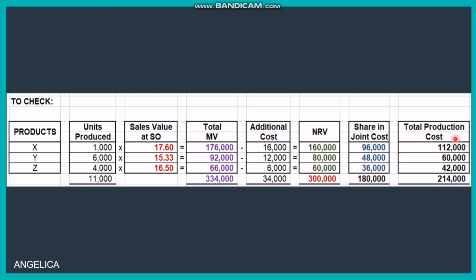Now, to get the total production cost, we must add the additional cost to the share in joint cost. So, for product X, we have 16,000 pesos plus 96,000 pesos equals 112,000 pesos. For product Y, we have 12,000 pesos plus 48,000 pesos equals 60,000 pesos. For product Z, we have 6,000 pesos plus 36,000 pesos equals 42,000 pesos, with an overall total production cost of the three products of 214,000 pesos.